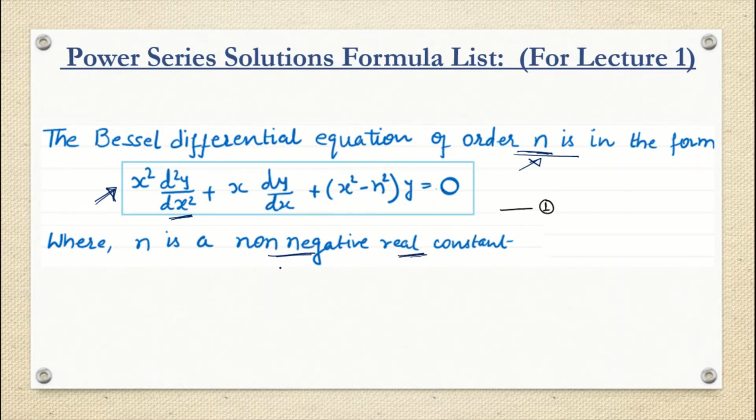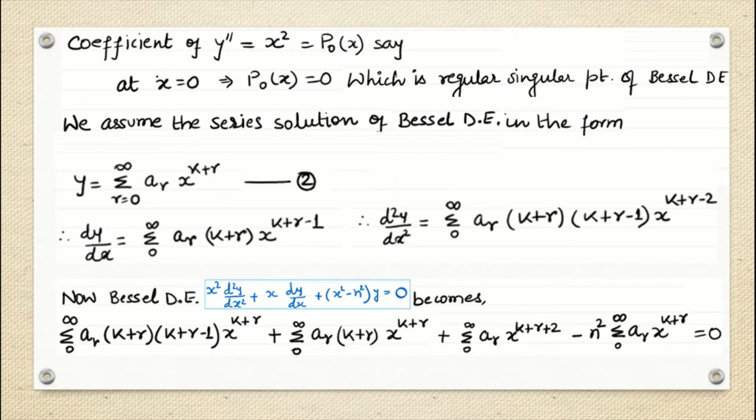Now we will be solving this Bessel differential equation by using the power series method. What we are seeing here in this differential equation is x square d2y by dx square plus x dy by dx plus (x square minus n square) y equals 0, right?